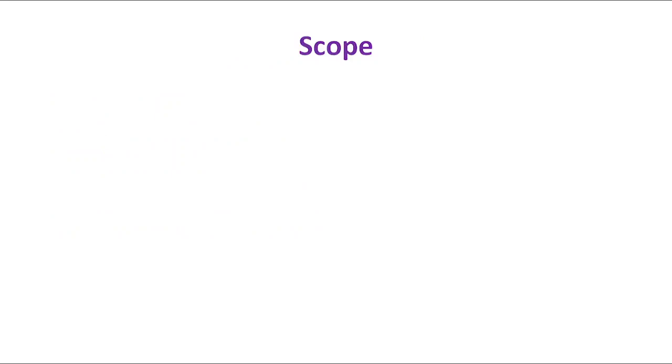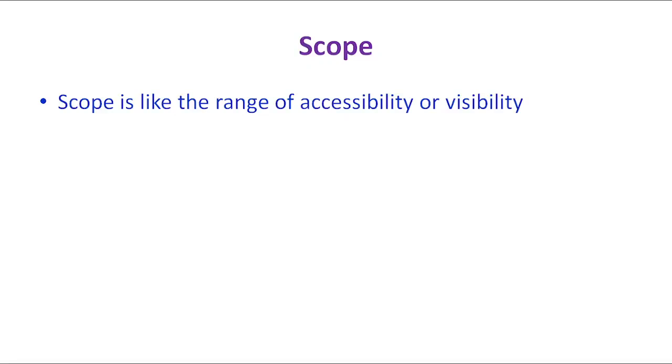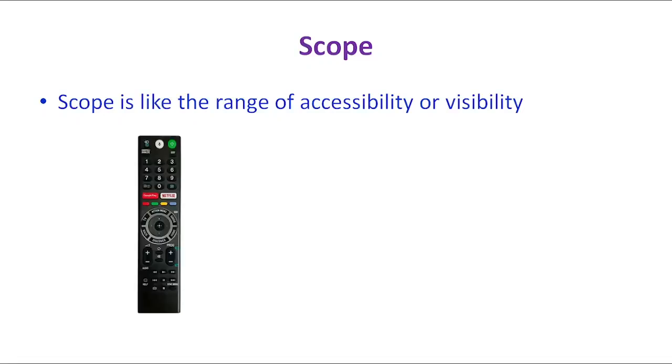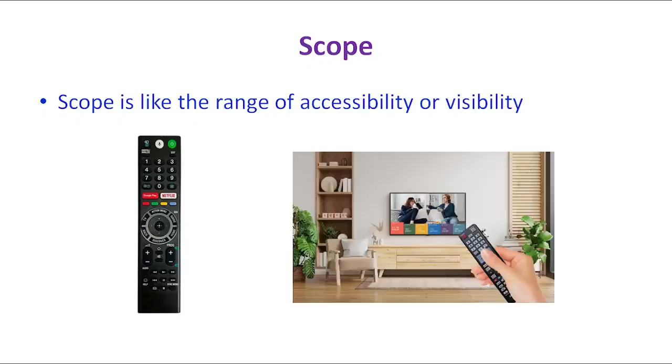First, let us understand the meaning of scope of a variable. Scope is the range of accessibility or visibility of something. Take the example of a remote control of a television. It operates using infrared light. A remote control can control a TV which is in the same room, since it requires being in the line of sight. So you can't go to another room and try to control the TV. We can say that for a remote control, the scope of accessibility is within the same room.